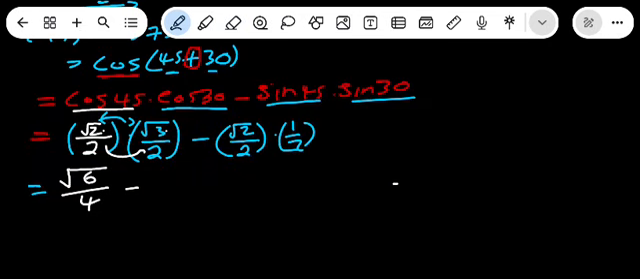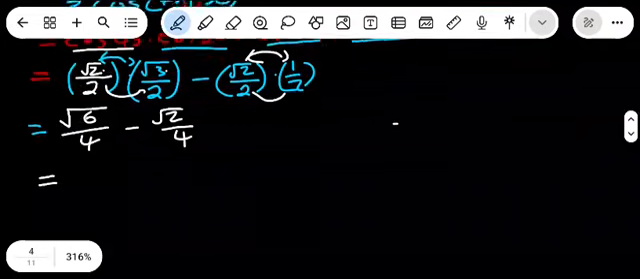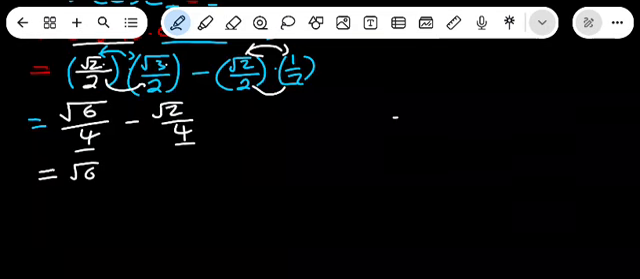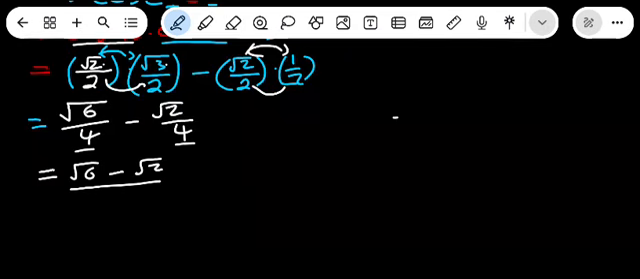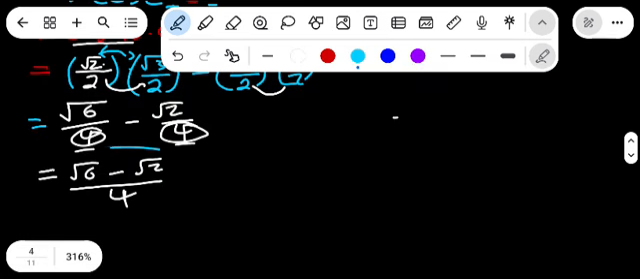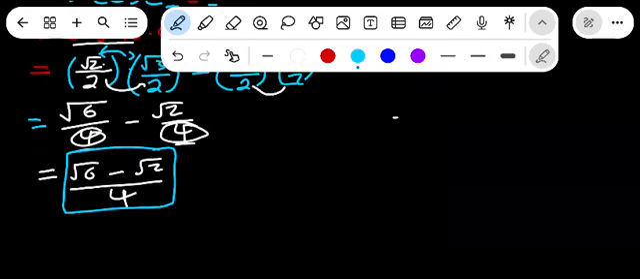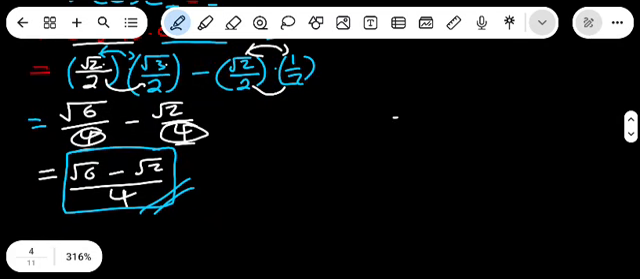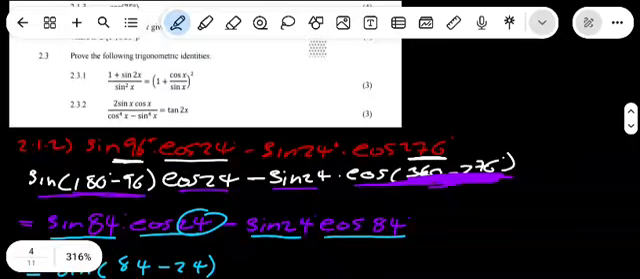Minus the square root of 2 multiplied by 1 simply equals the square root of 2. 2 multiplied by 2 will be 4. So you know the laws of maths. If your denominator is the same, you simply add, you take what is in the numerator as it is, then you take one of the denominators since they are the same. So this is what you'll have there. Alright, we have simplified them.